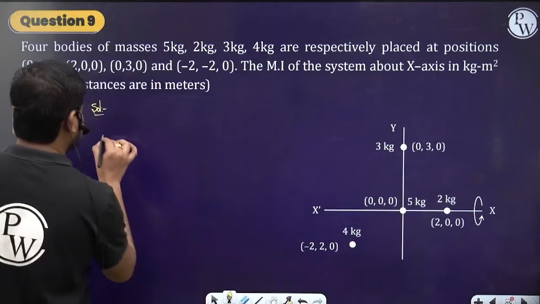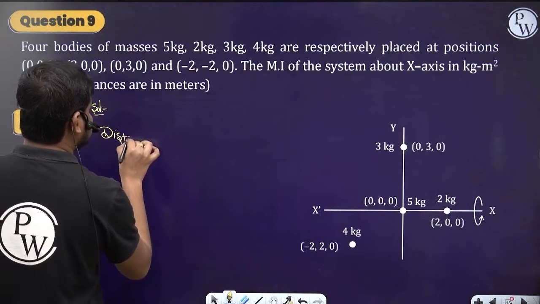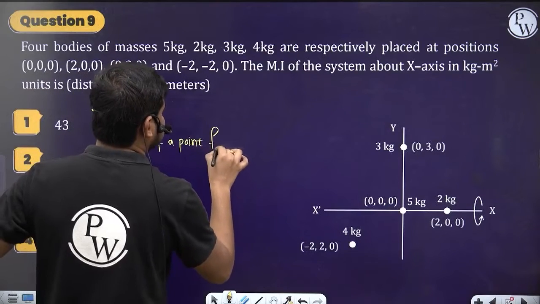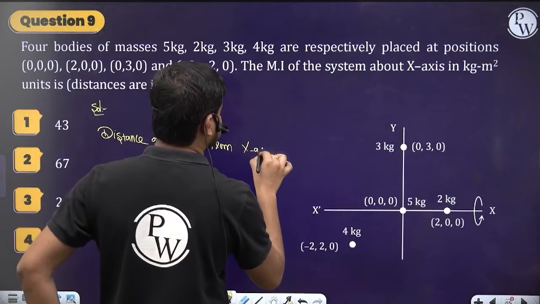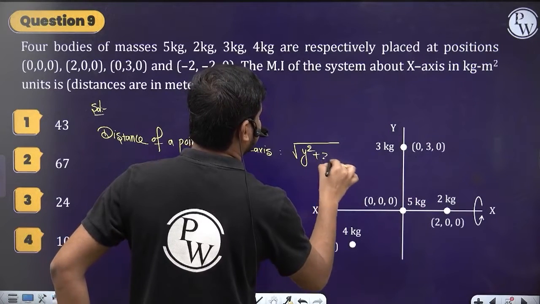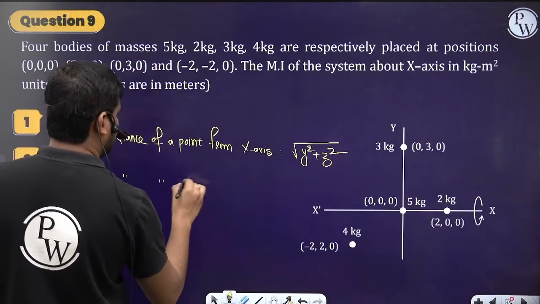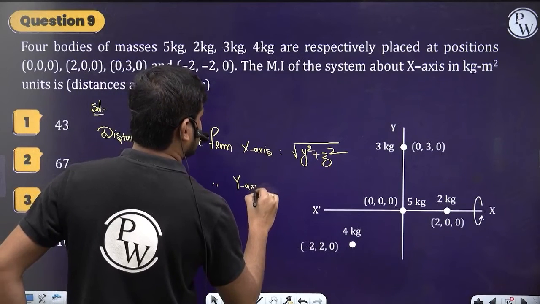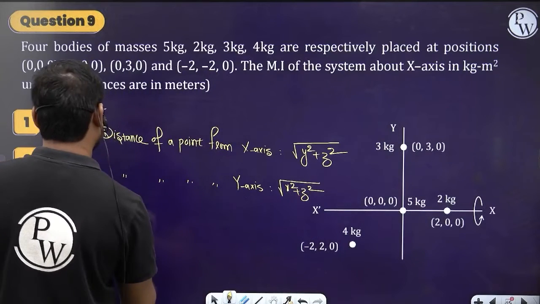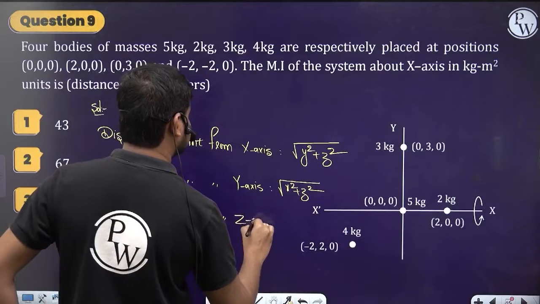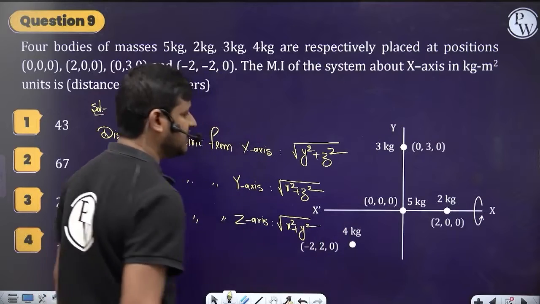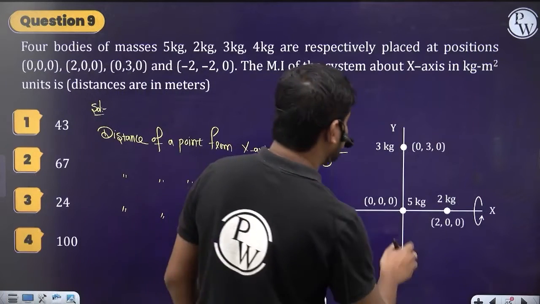First you need to find the distance of a point from each axis. The distance of a point from the x-axis will be the square root of y square plus z square. The distance of a point from the y-axis will be the square root of x square plus z square. And the distance of a point from the z-axis will be the square root of x square plus y square. Clear? So now we need about the x-axis.